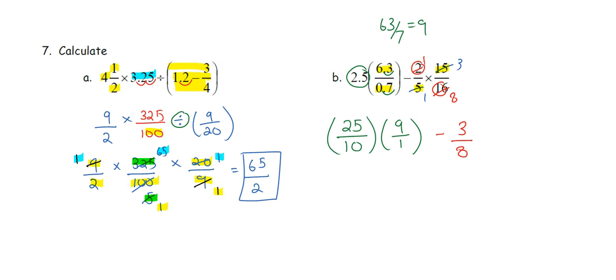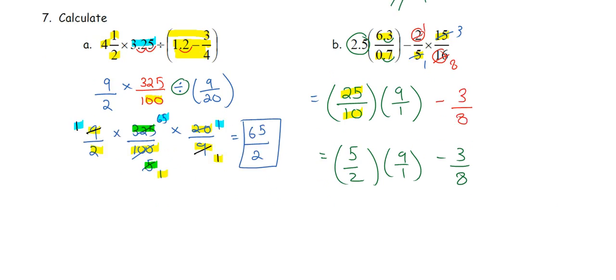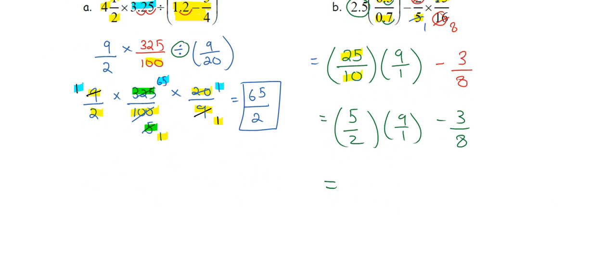Now let's try to calculate this fractional question. Before I go into my final calculations, let's simplify 25 and 10. If I divide the numerator and the denominator by 5, I should get 5 over 2, and this should be 9 over 1 minus 3 over 8. So let's just multiply straight across now. This is going to be 45 divided by 2 minus 3 over 8.